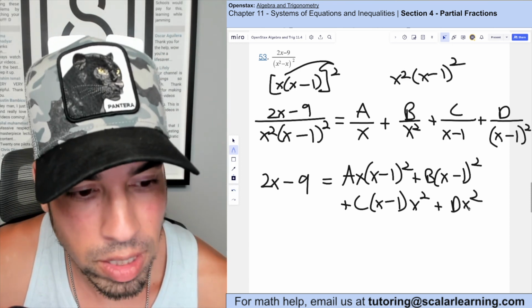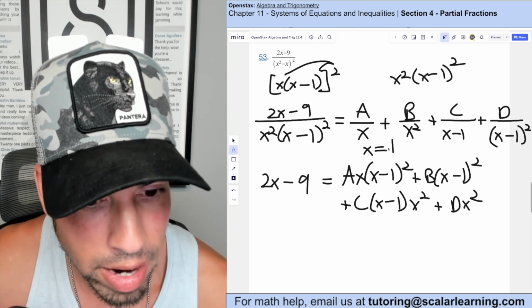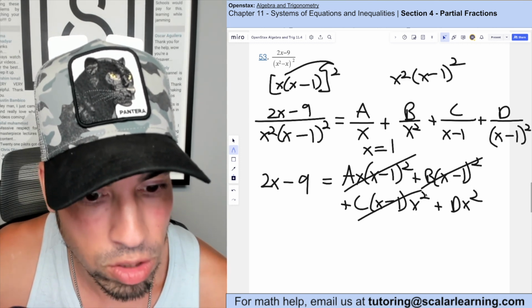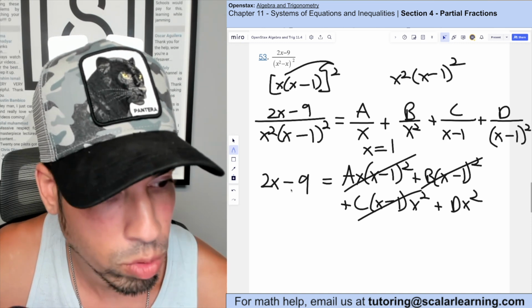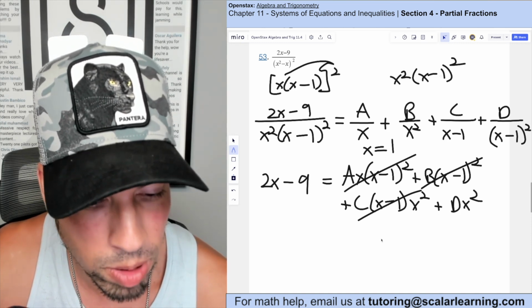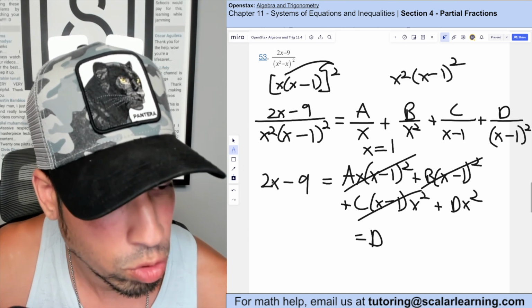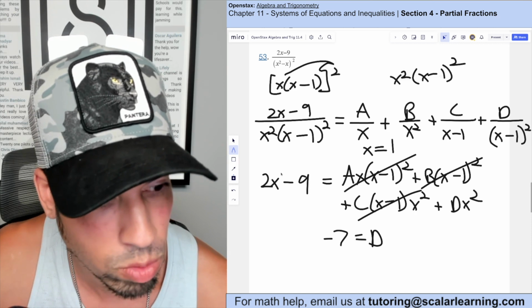Now to solve for D very quickly, I got a nice opportunity here to plug in 1 for x. So when I plug in 1 for x, that zeroes out, that zeroes out, that zeroes out, and we get Dx squared is equal to 2x minus 9. Again, 1, we plug it in, so we get D times 1 squared, which is D, equals 2 times 1, which is 2, minus 9 is negative 7. So there's our first thing, D equals negative 7.